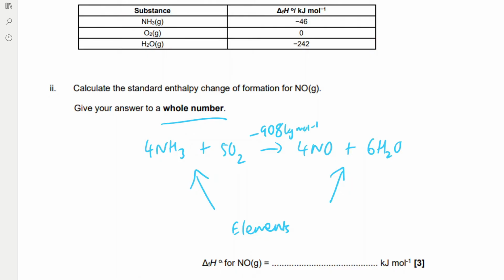And to find the enthalpy change of formation of the left arrow, the first arrow, we need to times minus 46 by 4, because we have 4 moles of ammonia. And because oxygen is an element, it doesn't have an enthalpy change of formation, so we don't need to worry about oxygen. On the right, we have 6 moles of water, so that's 6 times minus 242, and we're going to add it to 4 of the enthalpy changes of formation of nitrous oxide, which we don't know yet, so that's our unknown value. So minus 46 times 4 is minus 184. And 6 times minus 242 is minus 1452.